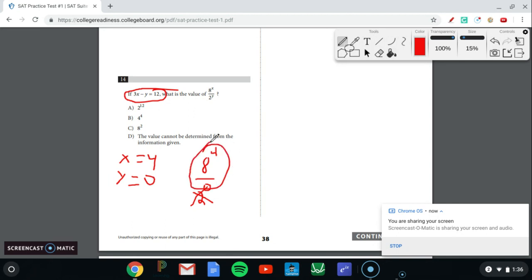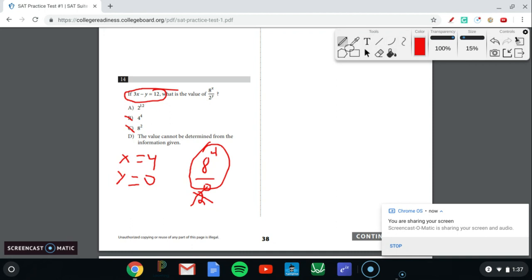Now, unfortunately, looking at your 4 choices, I don't see an 8 to the 4th power. But I know 8 to the 4th power is not 4 to the 4th power, because we have the same exponent but a different base. And I know 8 to the 4th isn't the same thing as 8 to the 2nd, because I'm taking the same number and changing to a different exponent. So I know that B and C both are not correct. So is it that the value cannot be determined from the information given? Or is it that it's 2 to the 12th?